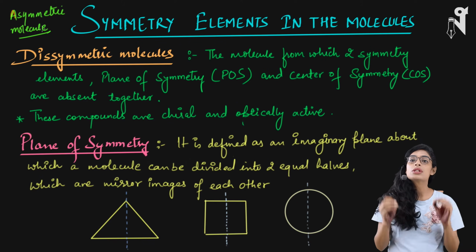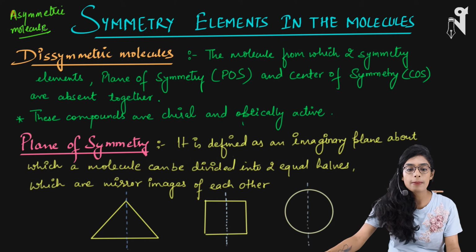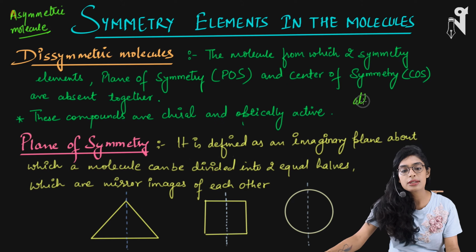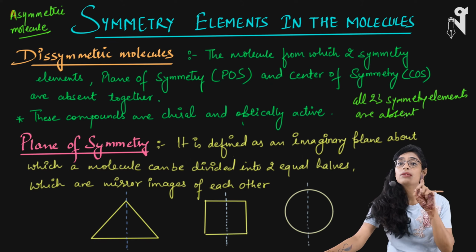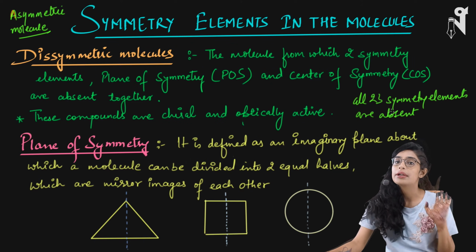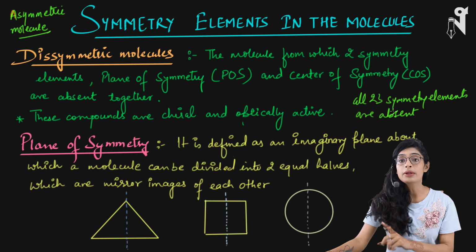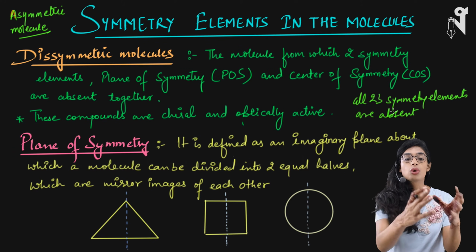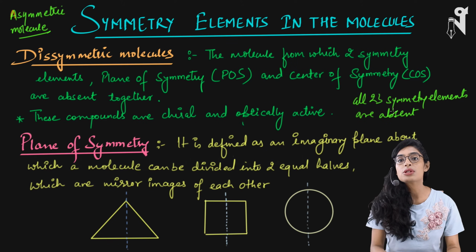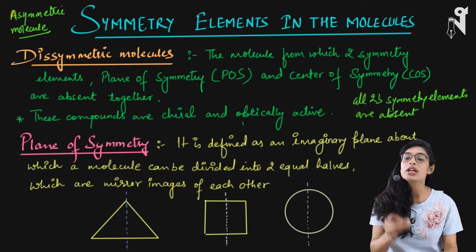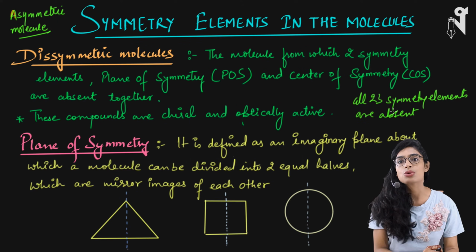So asymmetric molecules are those molecules in which all 23 symmetry elements are absent. An example of this is any compound having one single carbon as a chiral center. When there is only one chiral carbon in a molecule, that denotes an asymmetric molecule, because it will have no symmetry at all. None of the 23 symmetry elements will be present, and hence it will definitely show optical activity, because that is the perfect condition for optical activity to be seen.